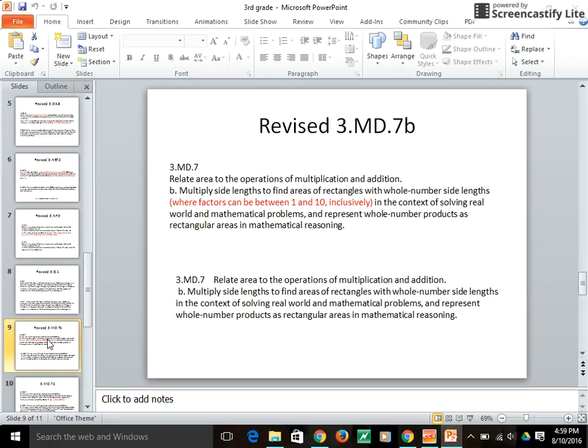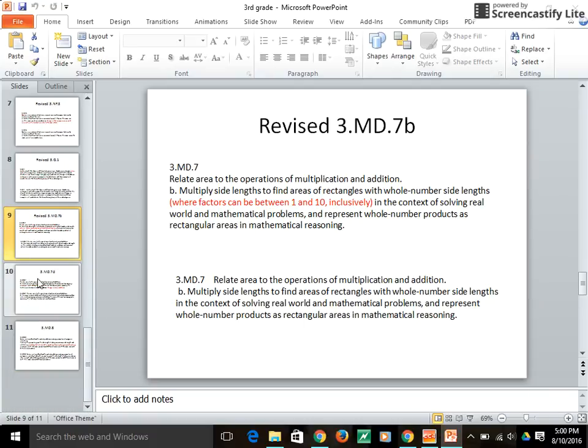3MD7, this is relating area to multiplication and addition, and just setting that limitation where your factors are between 1 and 10. So when they're finding the area of something and they're multiplying or adding or whatever strategy that you're doing, then don't get too crazy with large numbers there.